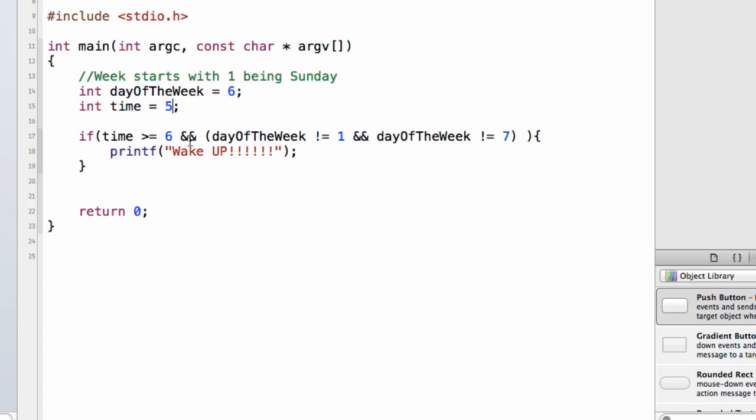So we didn't really see the or too well here, but we saw where it didn't work. If you can have one or the other, that's when you use that double pipe. And that's basically it. Double and means and, double pipe means or.